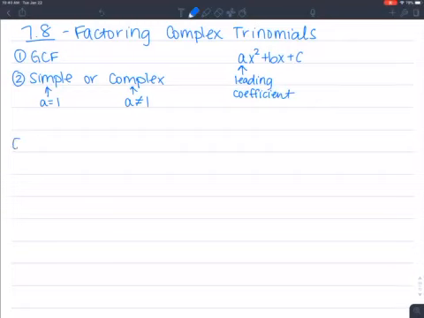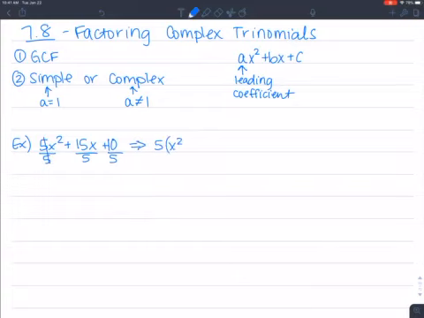So if we do a quick example, let's say we have 5x squared plus 15x plus 10. At first glance, this looks like a complex problem because this is not 1. However, I do have a GCF, so I always want to look and see what is my GCF. Well, I can divide every single thing by 5. So this is going to become 5 times x squared plus 3x plus 2.